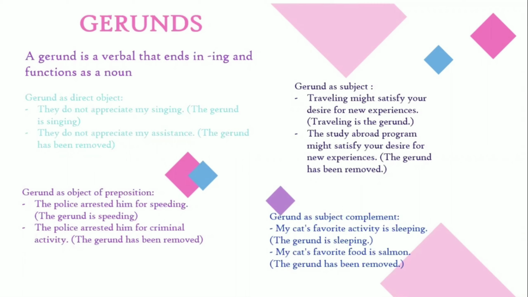Next, gerund as subject. For example, first, traveling satisfies your desire for new experience, where traveling is the gerund. Second, the study abroad program satisfies your desire for new experience, where the gerund has been removed. And next, gerund as subject complement. For example, first, my cat's favorite activity is sleeping, where the gerund is sleeping. And my cat's favorite food is salmon, where the gerund has been removed.